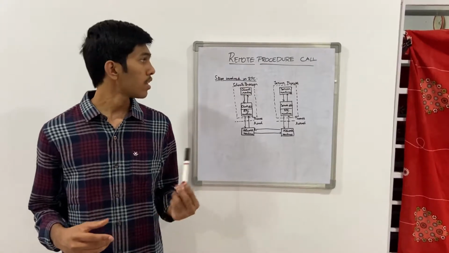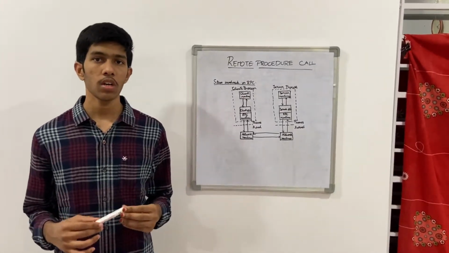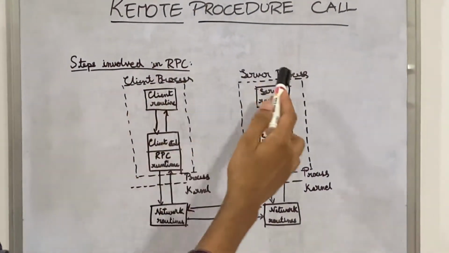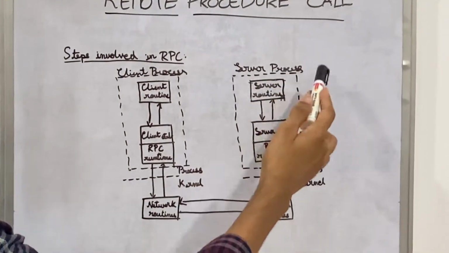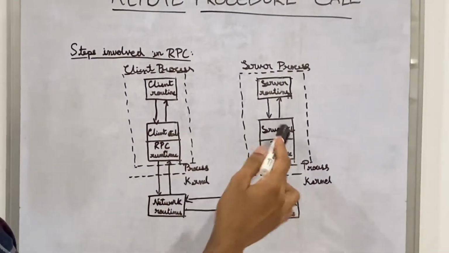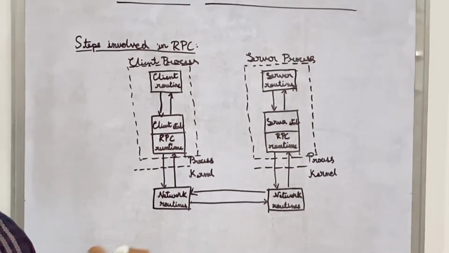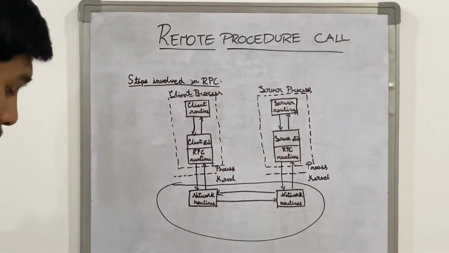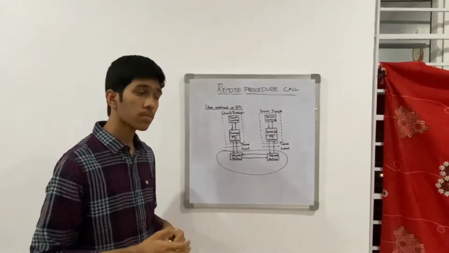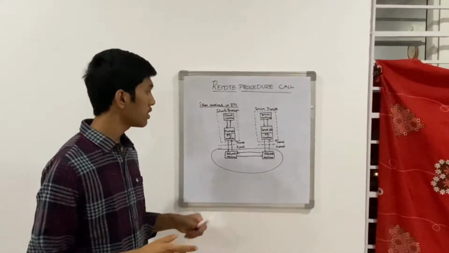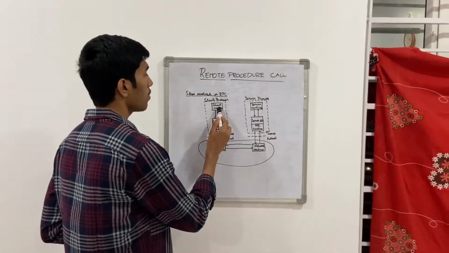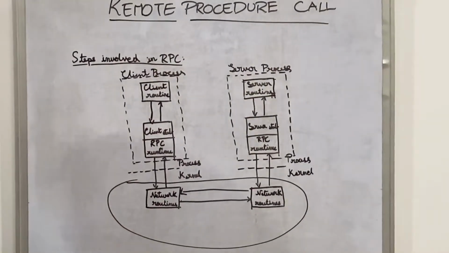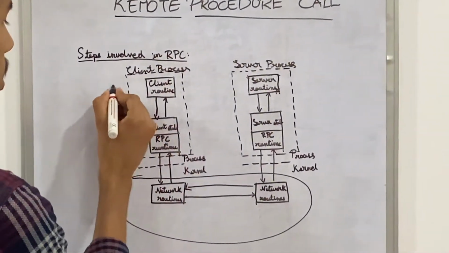Now I'll explain all the steps involved in a remote procedure call. Assume this is the process in execution at the client side, and this is the process in execution at the server side. Both the client and server are on the same network. You should always keep in mind that both need to be on the same network. Here the client process makes a local procedure call on the client stub, and this is step 1.